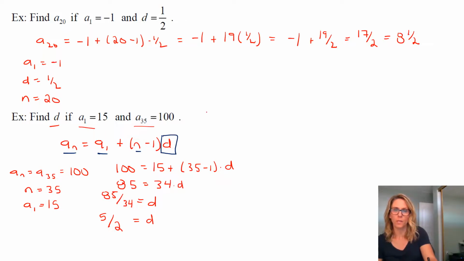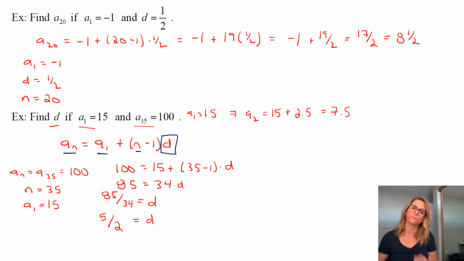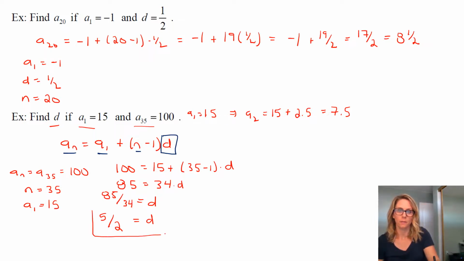So what's happening here is we're taking 15, a sub 1 is 15, so a sub 2 would be 15 plus 5 halves, or 2.5, and we'd get 7.5 for a sub 2, and then we would keep adding 2.5, 2.5, 2.5. If we did that, we would get to having a sub 35 be 100, and so that tells us that our d here, common difference, is 5 halves.